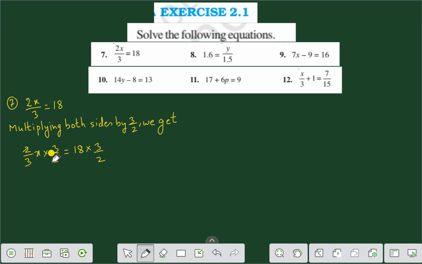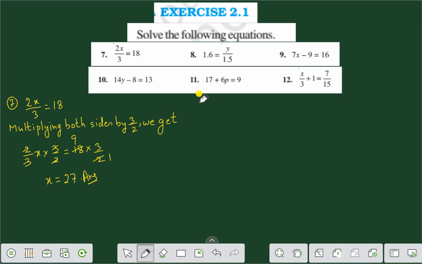This 2 and this 2 will cut. This 3 and this 3 will cut. 2 1s are 2, 2 9s are 18, and x is equal to 3 9s are 27. And that is the answer of question number 7.